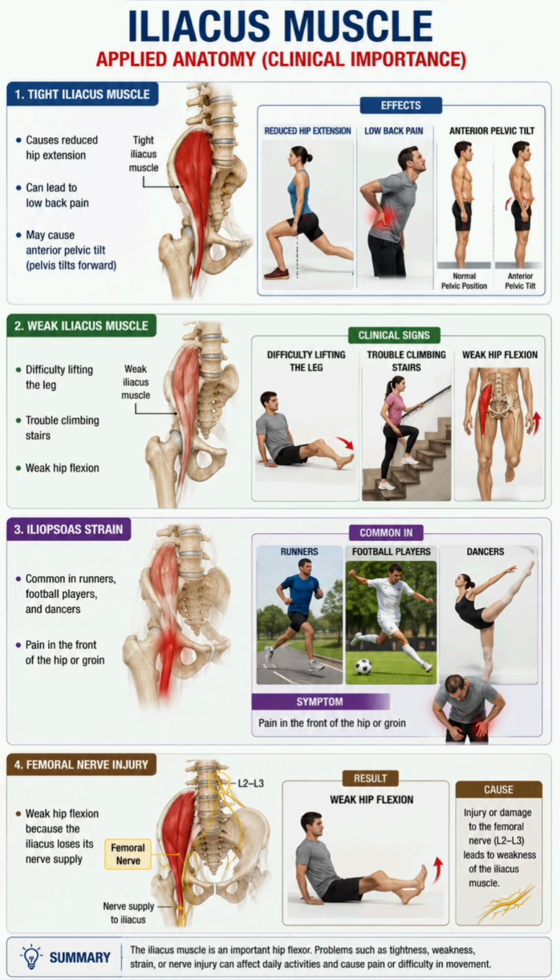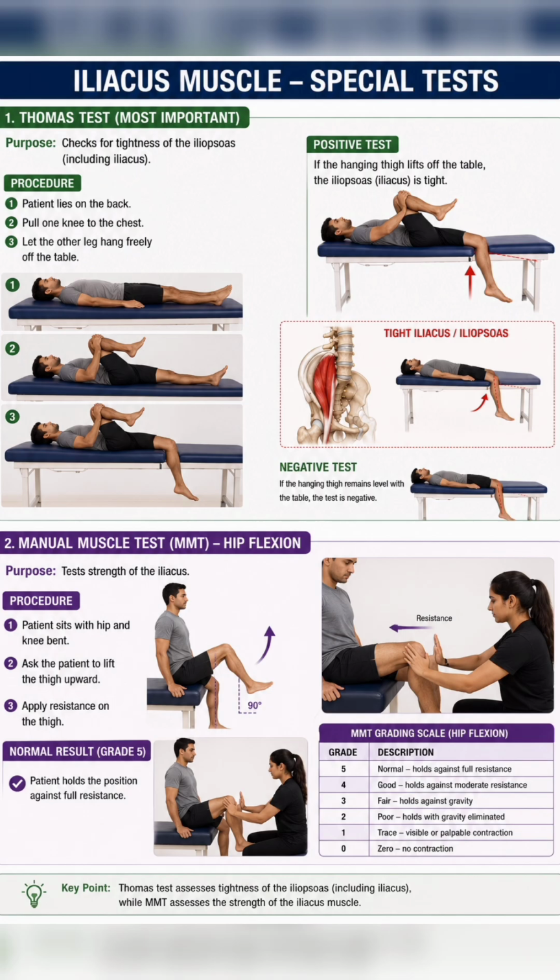So next we see the special test. The special test for the iliacus muscle is the Thomas test. It's the most important special test. It's also used for the iliacus and iliopsoas muscles.